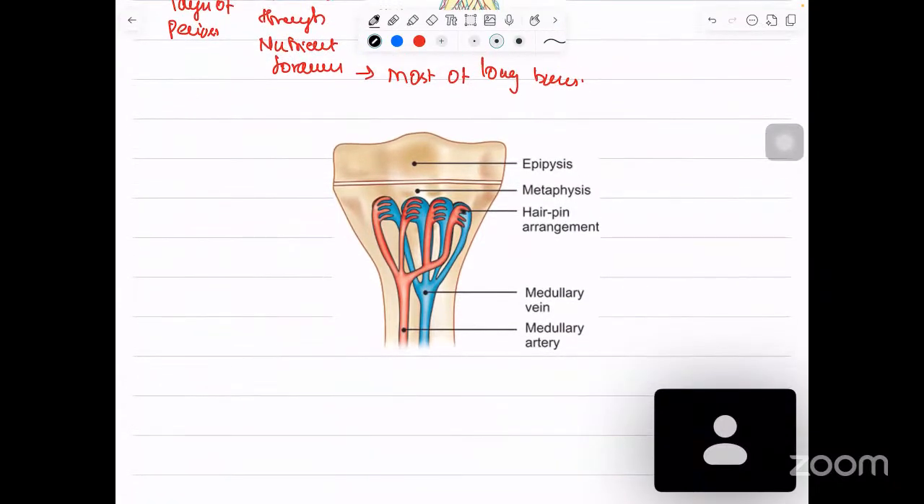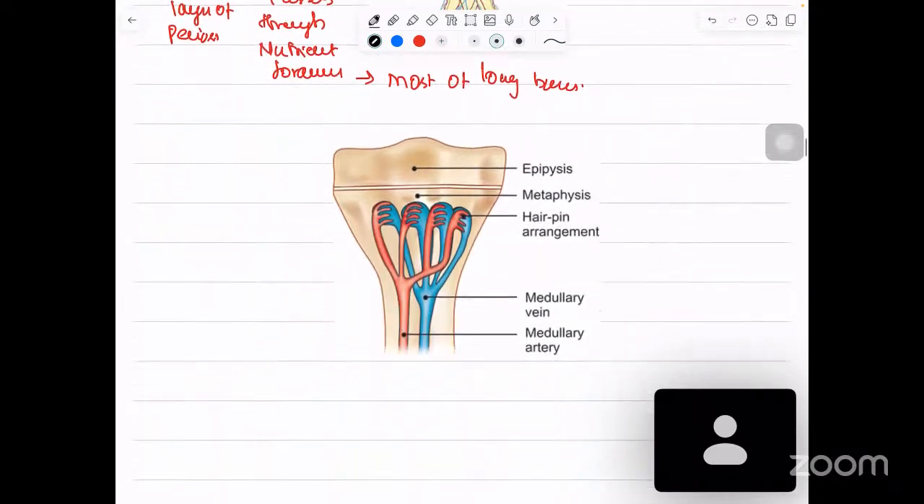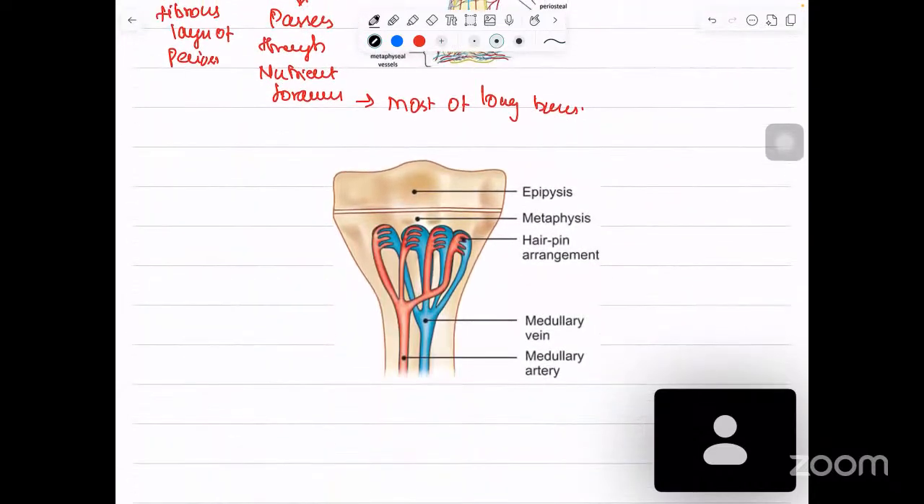Once the nutrient artery enters the endosteum, it divides into a lower segment and an upper segment, going above and below. Up there you have the epiphysis and metaphysis, and below is the diaphysis. Coming from the diaphysis, at the metaphyseal region, there will be multiple bends, like hairpin bends.